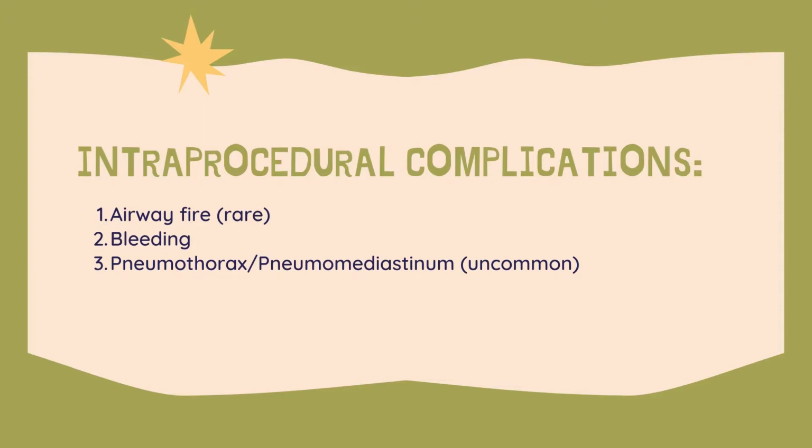Next is bleeding. Intraoperatively, most bleeding is secondary to anterior jugular vein injury or from the bleeding edge of the thyroid. Lastly, pneumothorax or pneumomediastinum, which may be due to direct injury to the pleura, dissection of air along the trachea, or rupture of an alveolar bleb.